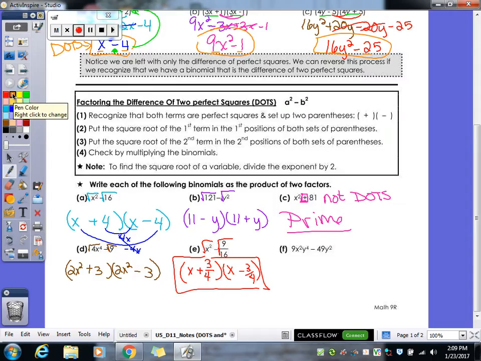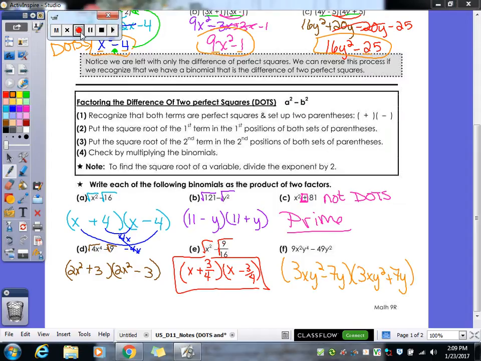All right, then let's have you take a second and try the last one. So to check yourself, you should have gotten 3xy squared minus 7y and then 3xy squared plus 7y. So that's our dots. Those ones are pretty easy.